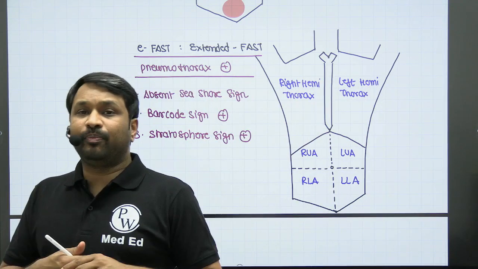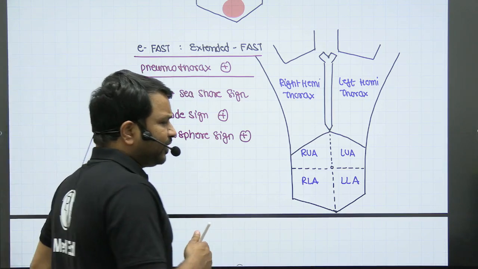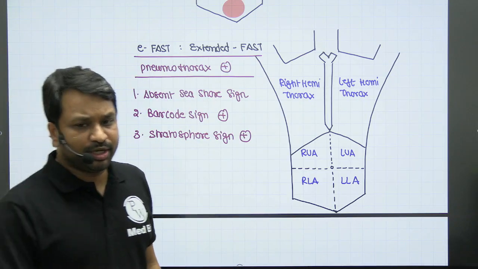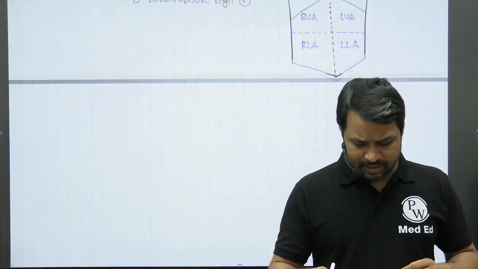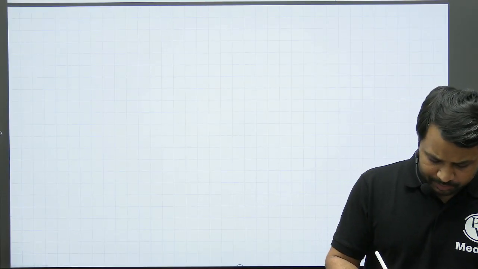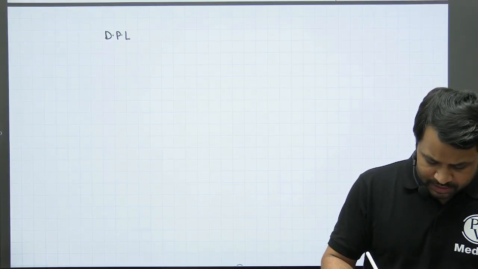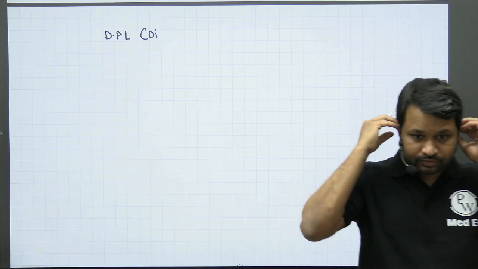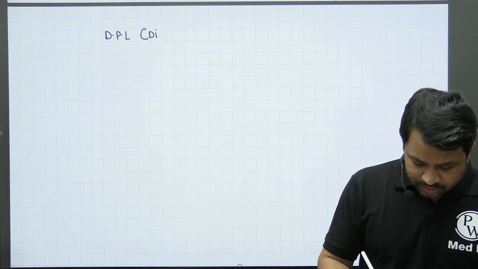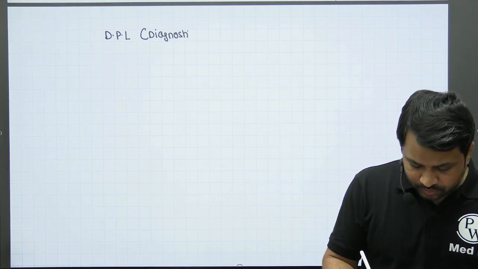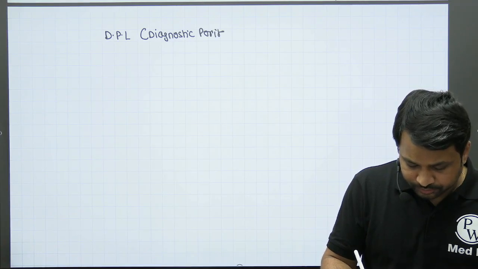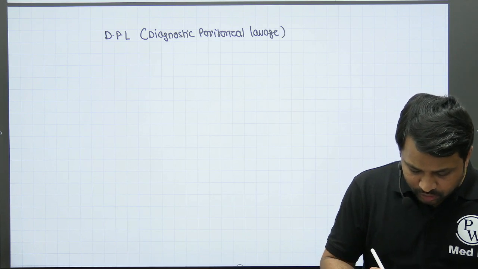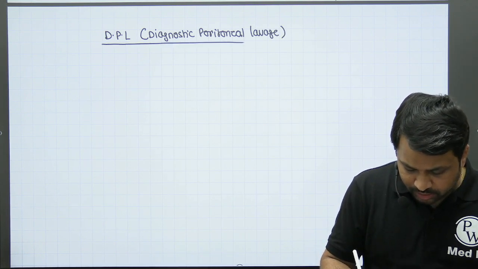Now let's say you have a patient who is FAST negative but you still suspect some amount of abdominal injury. What can you do? Nowadays we don't do it much, but there used to be a concept called DPL. What does DPL stand for? DPL stands for diagnostic peritoneal lavage.